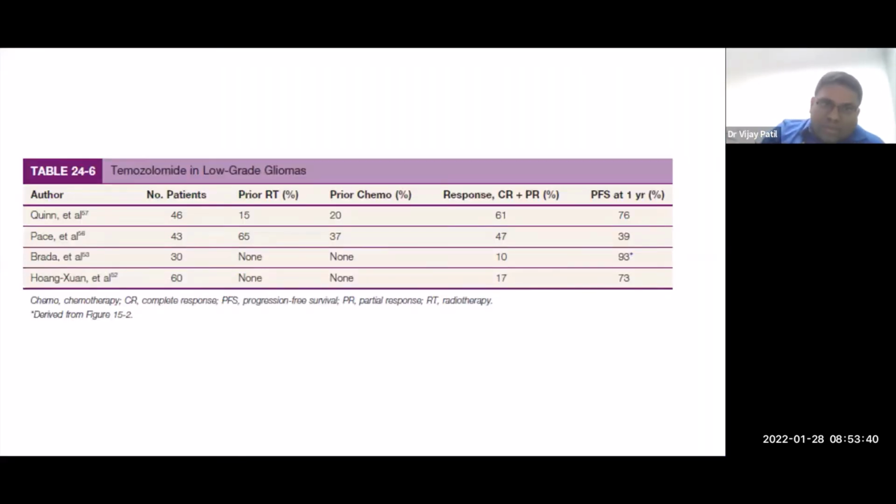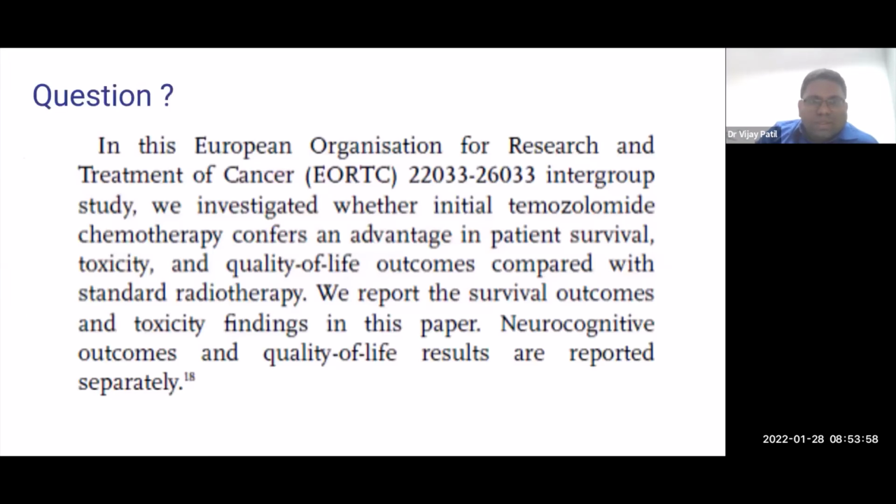These are the results of temozolomide in low-grade gliomas. We could see that the response rate with temozolomide has been variably reported across studies, ranging from 10% to 60%, and the 1 year survival can be anywhere between 40% to 93%.